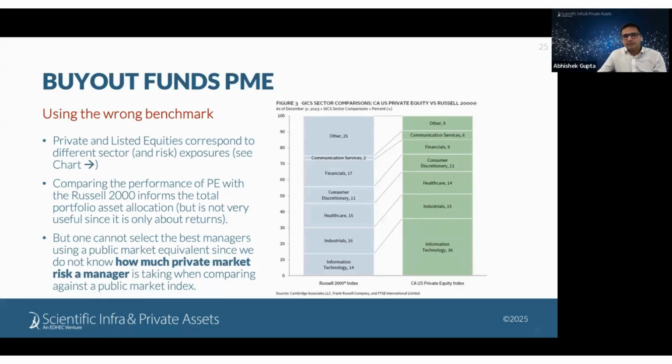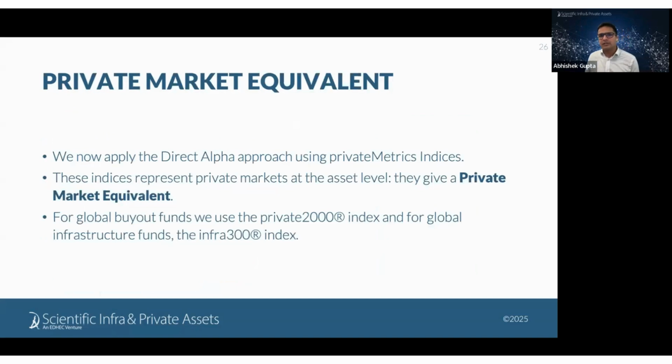This type of exercise, PME against a public market index, is fine if you're trying to form an allocation decision or make a view on allocation, whether investing in private markets was beneficial as opposed to investing in public markets. And this exercise is helpful for that question. But it is not really a benchmark that allows you to assess risk of any private market fund or capture alpha that the fund may have generated. And that's the point we want to highlight even more, that picking the benchmark is important in this direct alpha exercise. And that's what we set out to do.